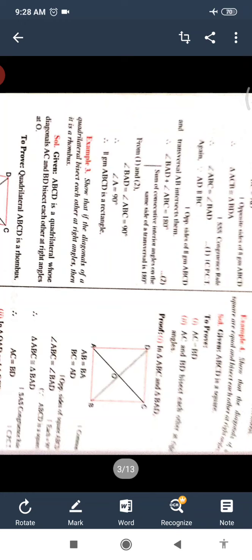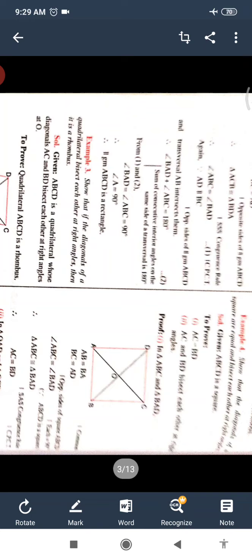ABCD is a square, that we know. And what do we know about the square? Adjacent sides are equal. All four angles of a square are right angles. This much we know, and by using this we are going to start the solution.